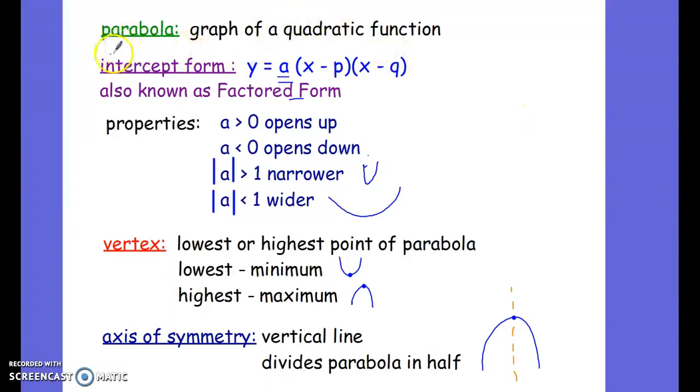So parabola, right, we're using intercept or factored form, where we have y equals a times x minus p times x minus q. So you are going to need to factor in order to graph these. Pause the video and read through the rest of the vocabulary.